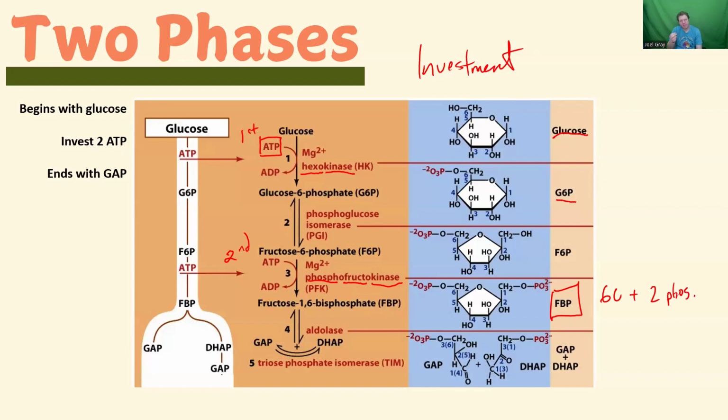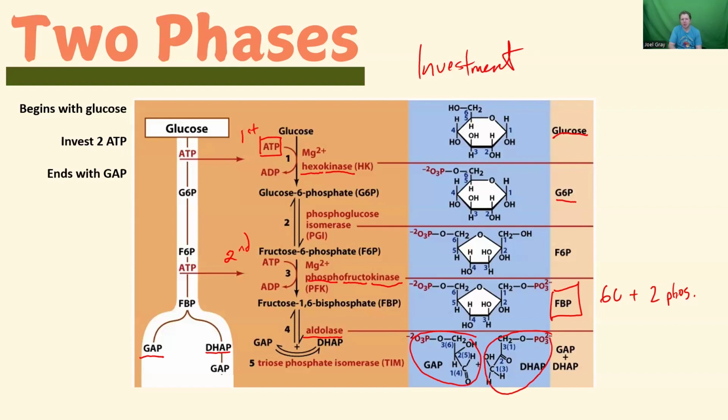Now, the second to last step, or it's almost the last step, but it's not quite, is an enzyme known as aldolase. Aldolase is an enzyme that breaks our 6-carbon molecule into 2 3-carbon molecules. One of them is a 3-carbon sugar known as glyceraldehyde 3-phosphate. The other, because we're splitting this asymmetric molecule, is glyceraldehyde 3-phosphate, which is this one right here, and another sugar known as dihydroxyacetone phosphate.